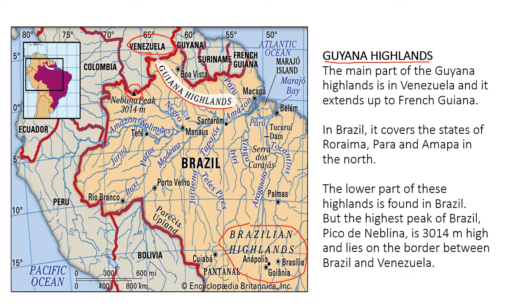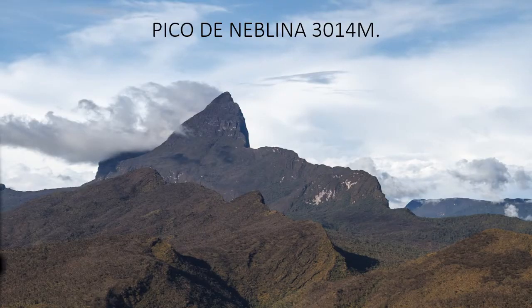Now let's take a look at the Neblina Peak. I hope you people have observed here the Neblina Peak on this map. You can see it lies on the border of Brazil and Venezuela in these Guiana highlands in the northern part of Brazil. Let's take a look at this high peak, the highest peak in Brazil. Please do not forget this name, Pico de Neblina. Its height is 3014 meters.